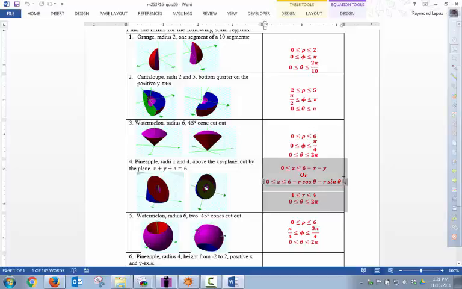This one, since on the board I wrote 5, it actually should be 6, but I'll grade it according to that. So the equation was given as x plus y plus z is equal to 6. So if you solve for z, this is what you get. But when you change it into cylindrical coordinates, you don't have x's, y's, and z's anymore, right? And so that actually needs to change into x equal to r cosine theta and y equal to r sine theta. But I'll be flexible.